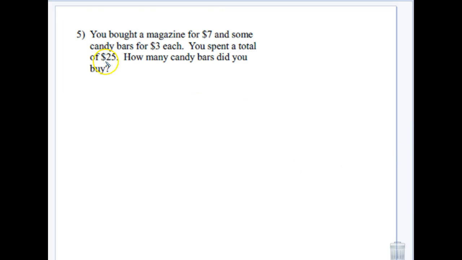All right, let's go on. So number 5, we have 2 more examples to get through, and then you guys are on your own. You bought a magazine for $7 and some candy bars for $3 each. So that tells me I'm going to be adding here, right? You spent a total of $25. So that's my total, right? How many candy bars did you buy?